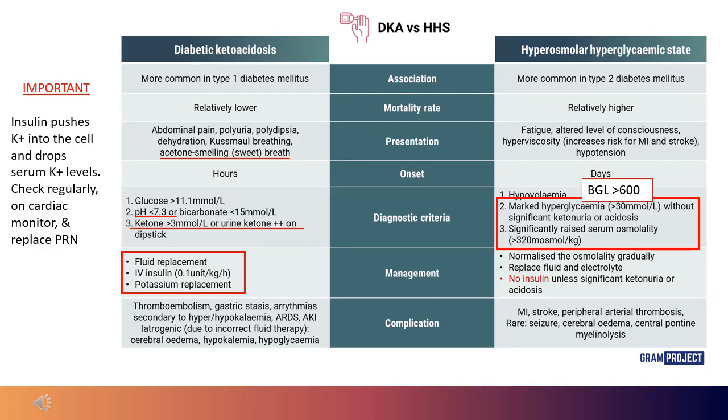So DKA is type 1. They have ketones, they're acidotic, and there's a quick onset. Your HHS is type 2, no ketones. They're going to have really high blood sugars, and it's going to be slower onset. And then with both of them, we're definitely going to do fluids first, insulin as appropriate for the situation, and then we're going to watch those electrolytes and mental status closely.